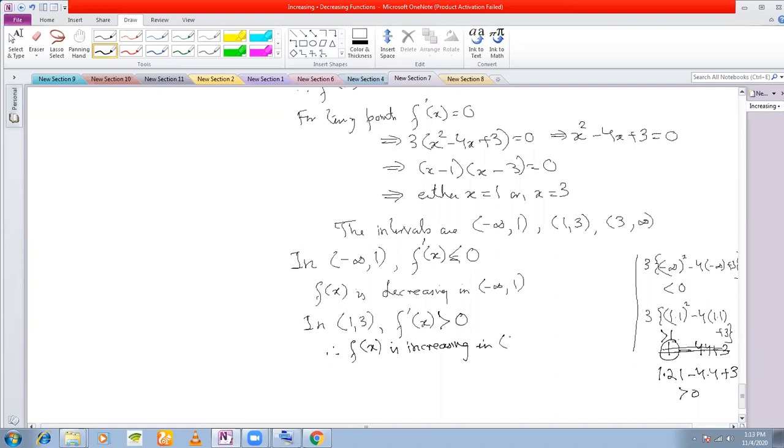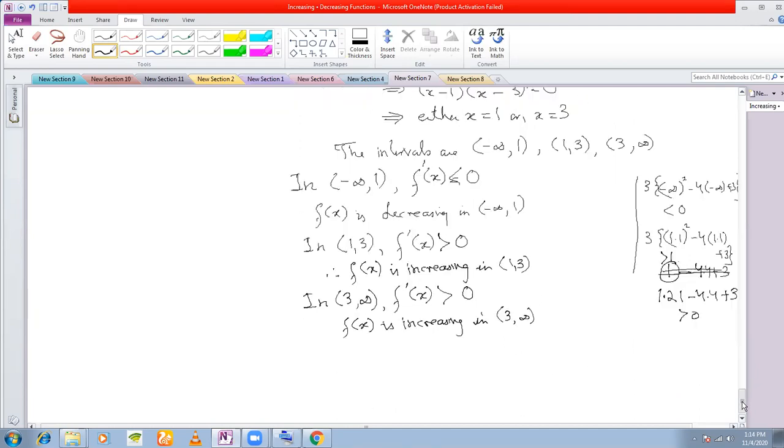In 3 to infinity, what happens to the sign of f dash x? Take 3.1 or you can take plus infinity also. Plus infinity is more convenient. You'll see that if you take x is equal to plus infinity, you'll get this also as greater than 0. So what happens? f(x) is also increasing in this interval, right? So what are the turning points?